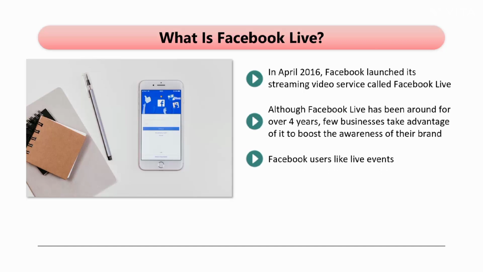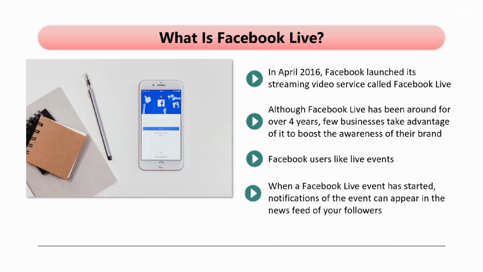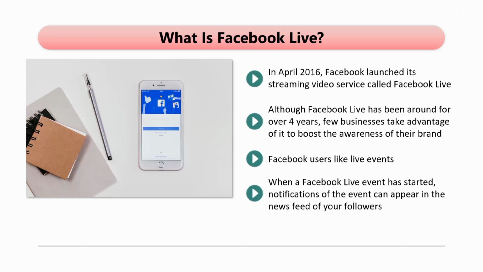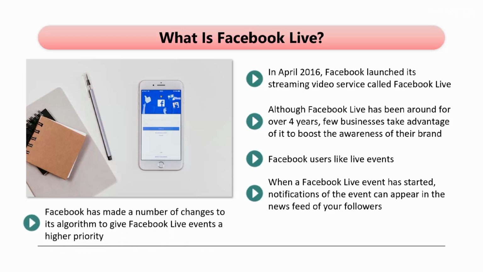Facebook users like live events. All Facebook Live events are recorded, and after the events, these become available on your Facebook page. So if any of your followers missed the live event, they will be able to view the replay. When a Facebook Live event has started, notifications of the event can appear in the newsfeed of your followers. This can also occur once the event is finished. This is a really good feature, as some people will forget that they intended to attend the live event. It is also helpful to those followers that were unable to attend for some reason. Facebook has made a number of changes to its algorithm to give Facebook Live events a higher priority. So now, there's an even greater chance of Facebook users seeing your live video streaming event.